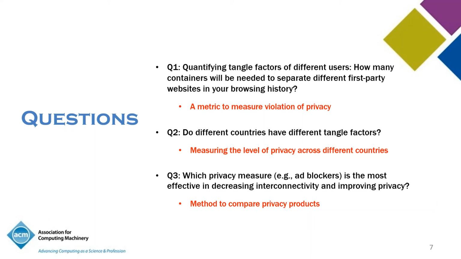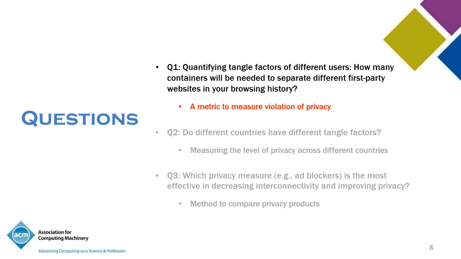In this paper, we would like to discuss three questions. Firstly, we quantified tangle factors across different users. We questioned the number of containers required for separating first-party websites. Here, we use a metric to measure the violation of different users' privacy. Secondly, we ask whether different countries have different tangle factors to measure the level of privacy across different countries. And lastly, we compare different privacy products to measure which one is the most effective way in decreasing the interconnectivity and improving our user privacy.